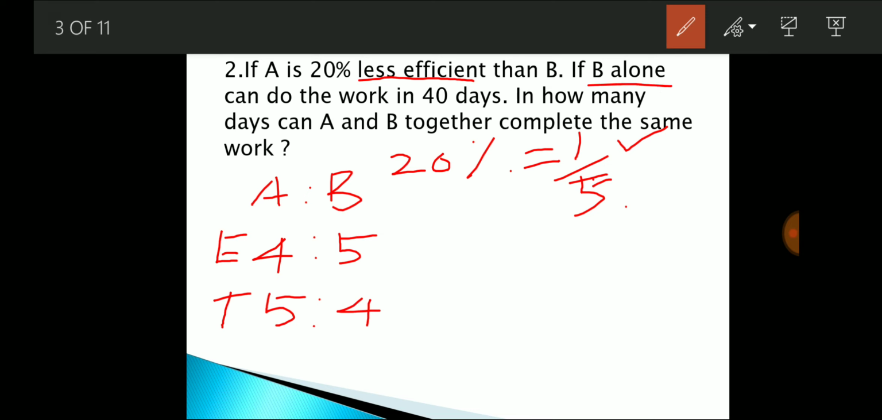As per the question, B alone takes 40 days to finish the work. So B takes 40 days, and that is nothing but 4 parts of the time. 4 parts of the time is 40 days. So in how many days do A and B together complete the same work? If they work together, how many days will they take is the question.